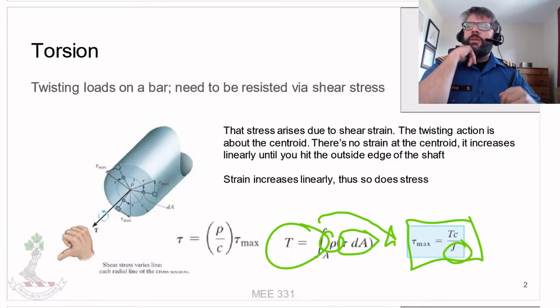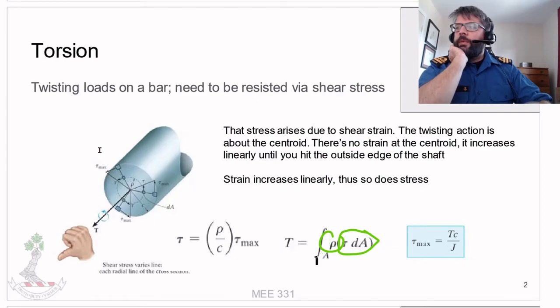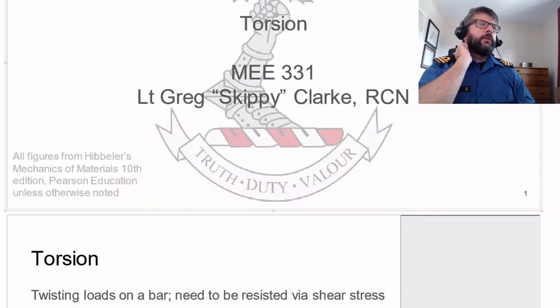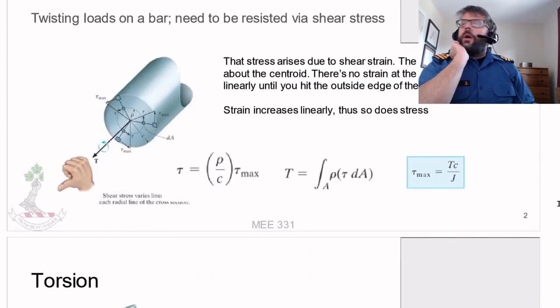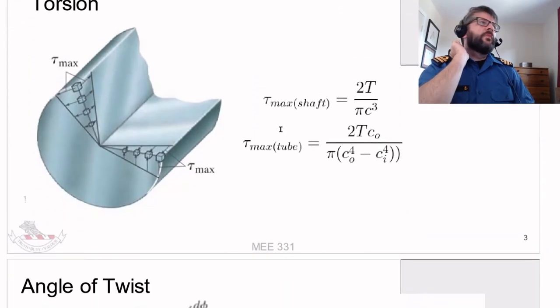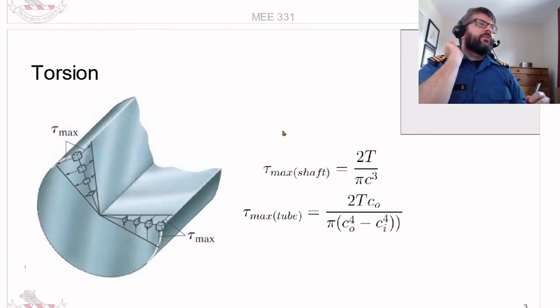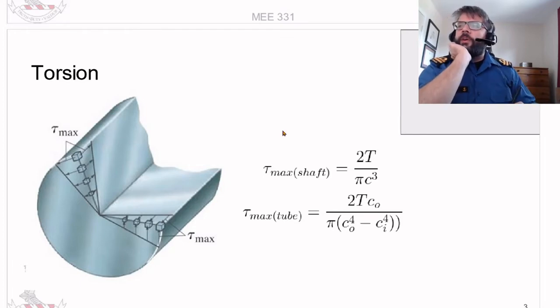The J here, that's our polar moment of area. You'll recall it from the discussion on the properties of cross sections and centroids. So we got our stress in terms of torque here. That is for a circular section, a solid shaft, again starting at zero and increasing as we get further out.